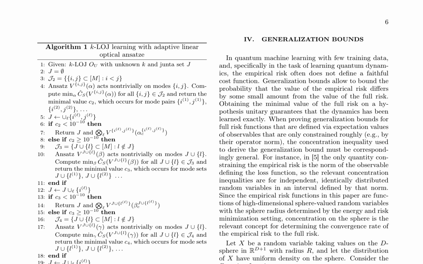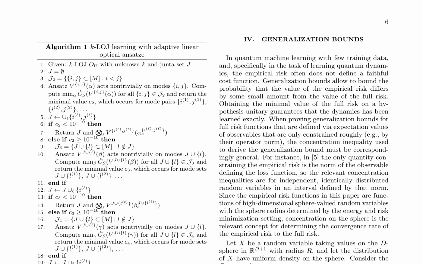This process determines whether a mode should be appended to the complement of the junta set, repeated according to energy-dependent complexity results, until the desired accuracy is achieved. Generalization bounds for learning quantum dynamics in quantum machine learning with few training data are also discussed.